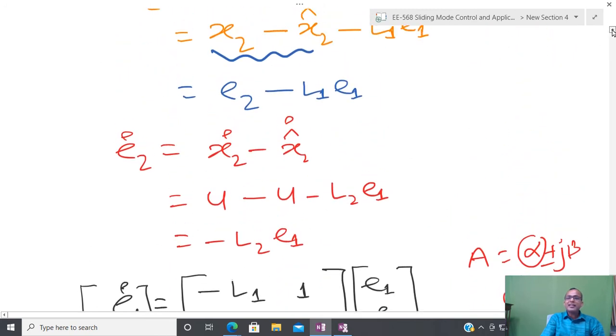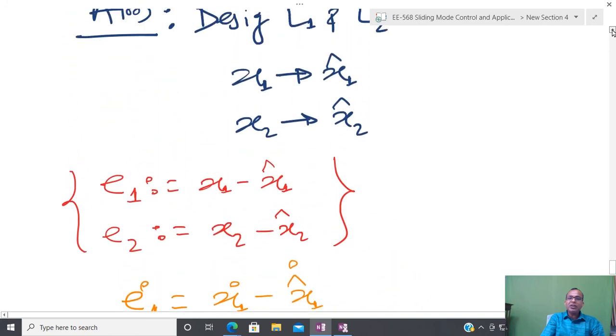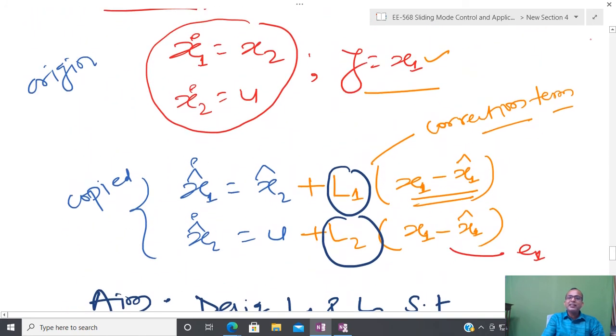So now, after designing, try to understand that this is your system. This is the equation of the observer, because once you design L1 and L2, you substitute the numerical values of L1 and L2 here and run your computer program. Since x1 cap and x2 cap are assumed, you can take x1 cap and x2 cap as anything. There is no need to take the exact value, because this is a copy.